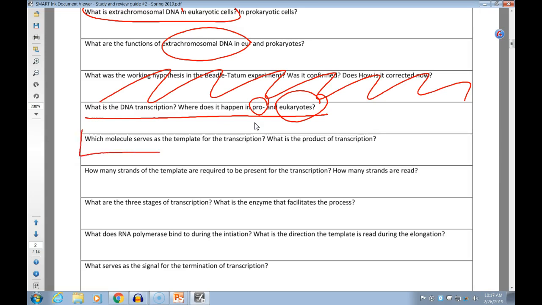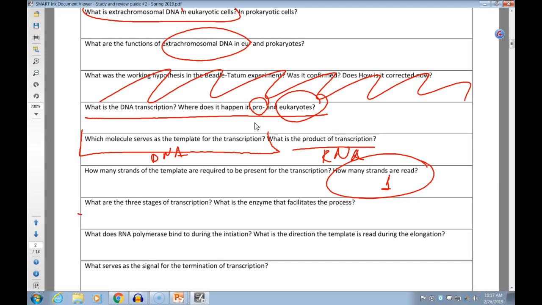Now, DNA is the template for transcription, and the product of transcription is RNA. Now, how many strands of the DNA are required? Okay, let me rephrase this. The DNA molecule that is transcribed, can it be single-stranded DNA? No, it cannot. The DNA that is transcribed is always double-stranded, but only one strand is read. Are we clear?